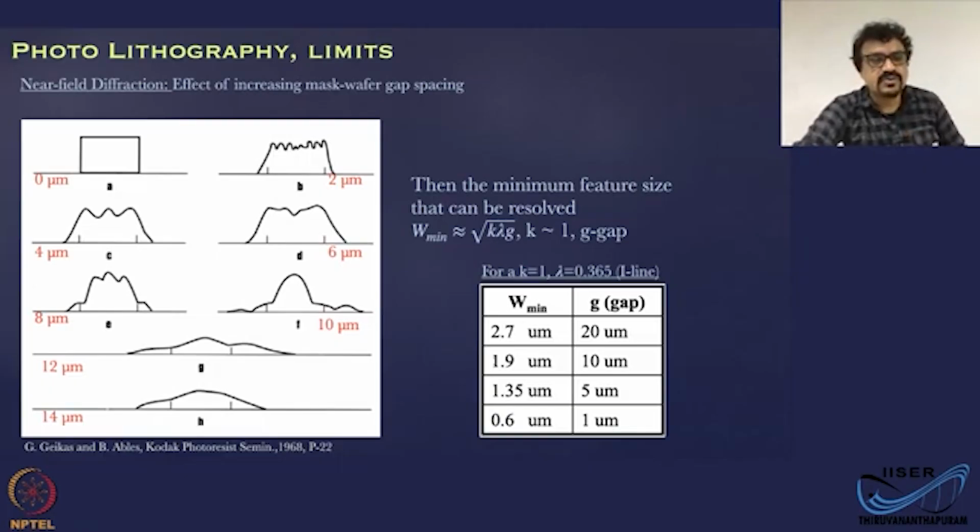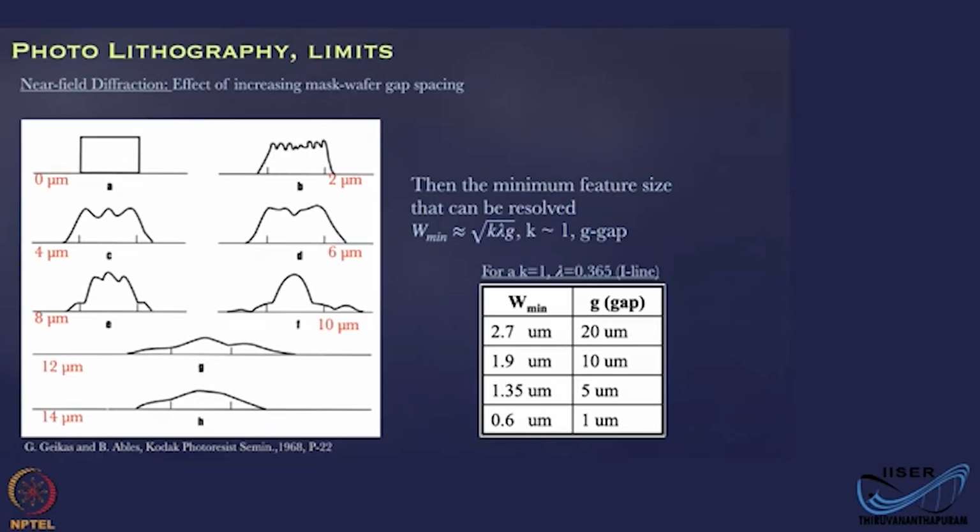and when you use light, you are bound to have diffraction effects. There are two kinds of diffraction effects that affect the resolution of lithography, especially photolithography. One is the near field diffraction, which affects the hard contact mode or soft contact mode lithography. And then you have the far field diffraction that affects the resolution of the projection lithography.